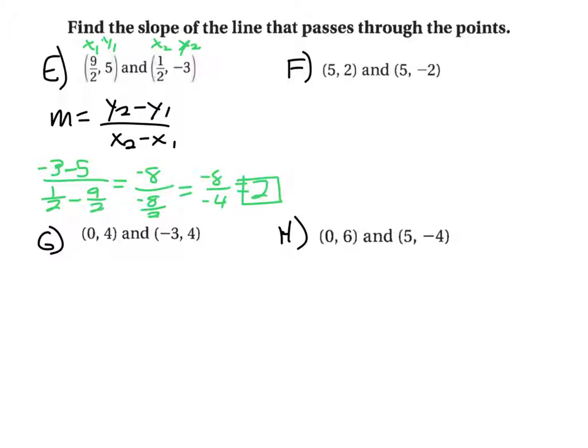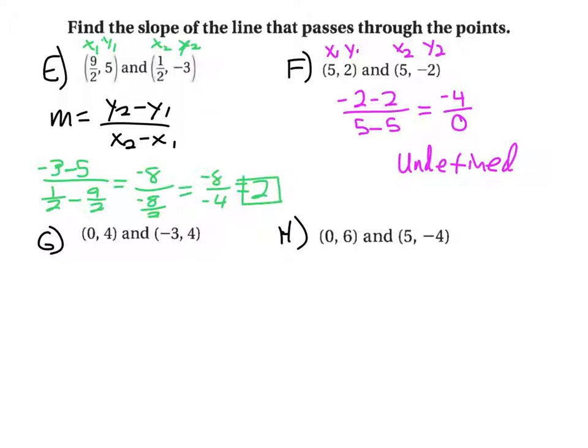In example F, we can do the same thing. We want to make sure we know each variable, x1, y1, x2, y2, first point and second point, and now we just do our subtraction. -2 minus 2 and 5 minus 5. Now -2 minus 2 is -4. 5 minus 5 is 0 though. So this is actually going to be an undefined slope. So we know, if we graphed this, that this would be a vertical line.